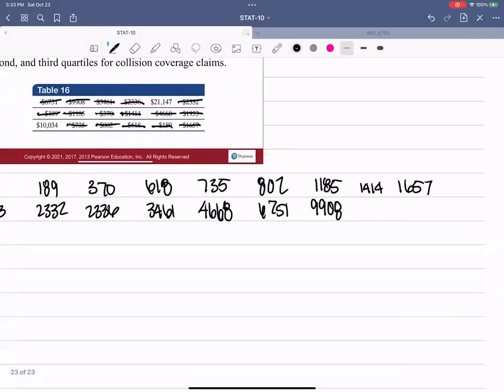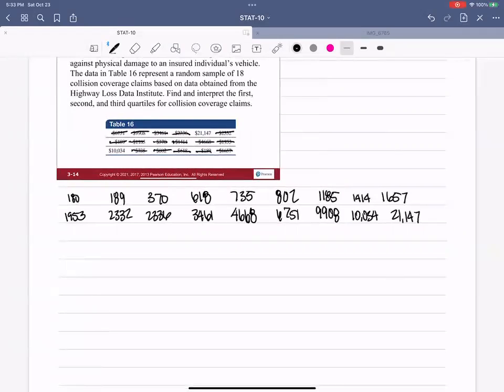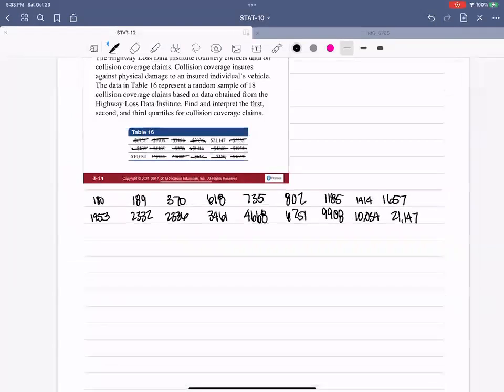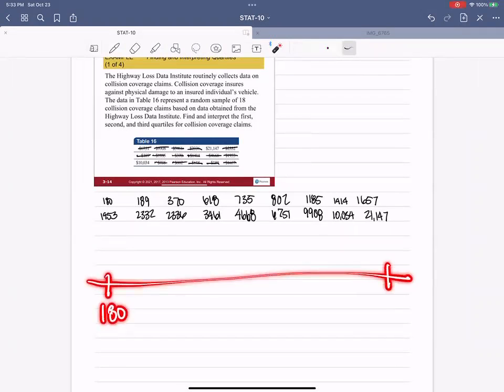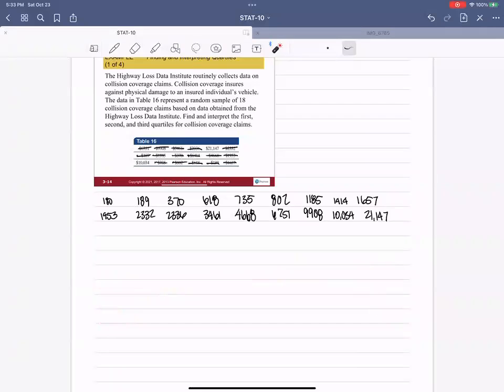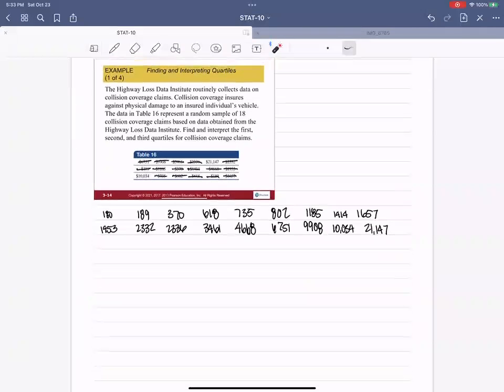Then we just have those two left. So 10,034, then 21,147. All right, so now that we have all of the data set here, we didn't have enough room to write it all in one line. So we kind of broke it up into these two parts. But if you notice, everything's going to be in line. So the smallest value is going to be 180. And the largest value is going to be that large one, 21,147. So looking at those numbers from here, we could actually find our quartiles.